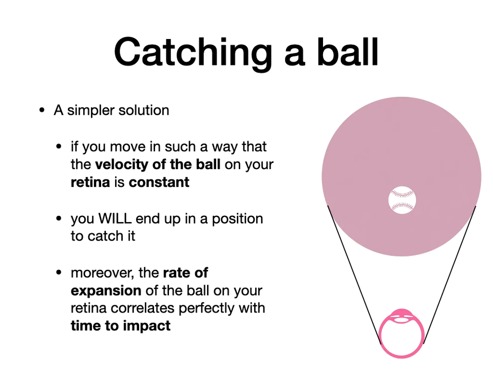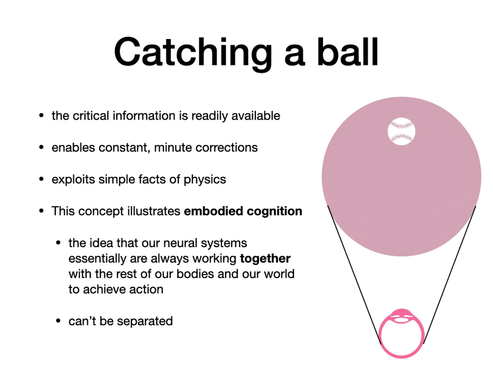And we can just boil it right down to, hey, if I train my neurons to move my body in such a way that this is maintained, this slow up and down motion, I'll do it again, then I will catch the ball. The critical information is available in the world. It enables these constant, minute corrections. We don't have to be fancy and complex about it. We can just use this free thing, right? It's simple facts of physics.